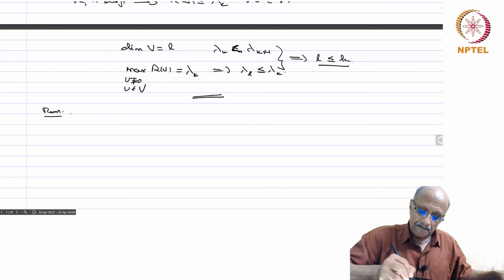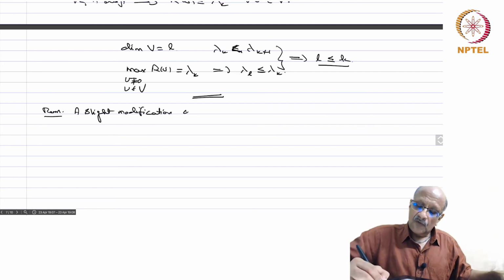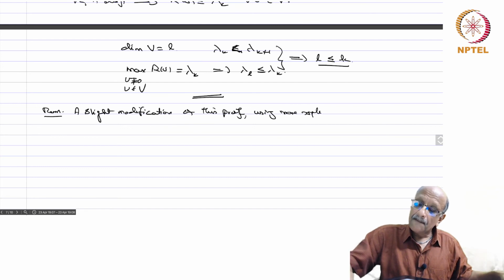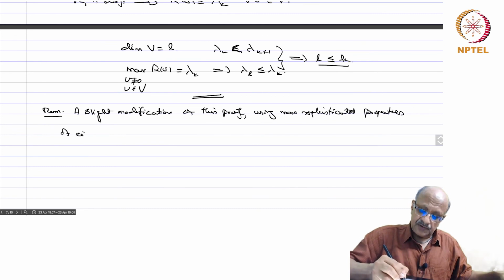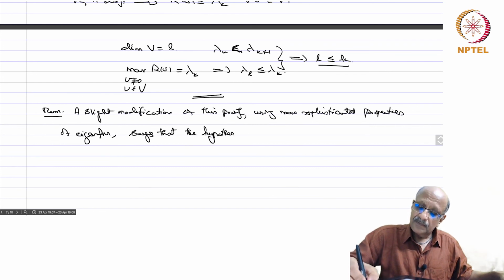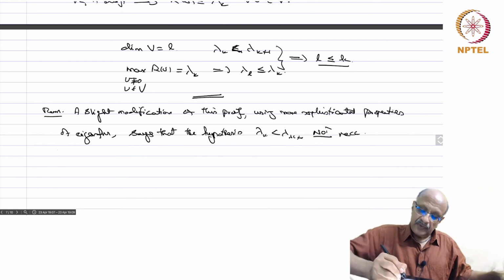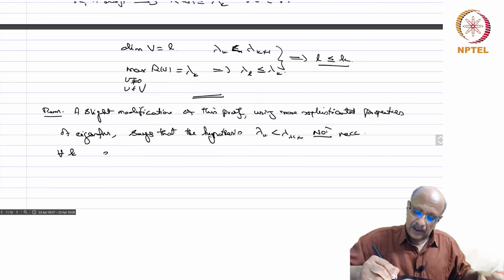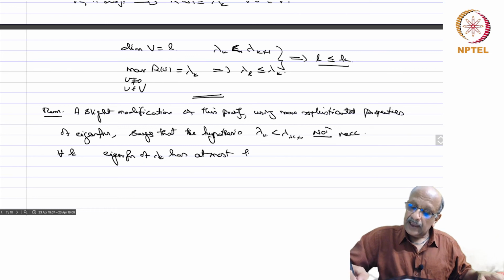So remark, a slight modification of this proof using more sophisticated properties of eigenfunctions says that the hypothesis λ_k less than λ_{k+1} is not necessary. Therefore, for every k we have that an eigenfunction of λ_k has at most k nodal domains.